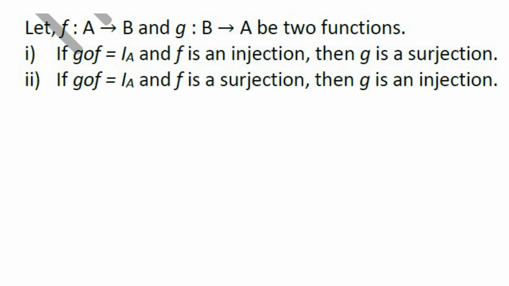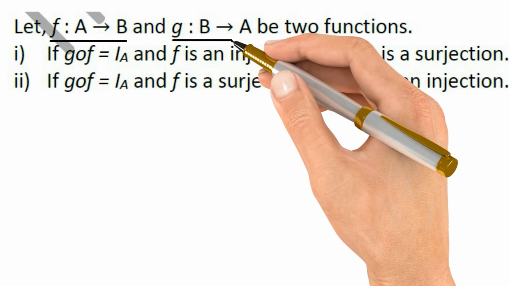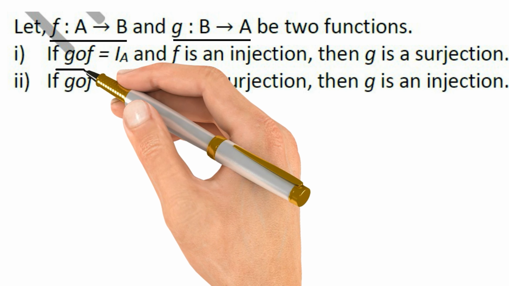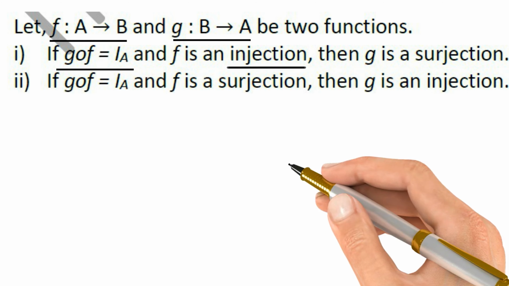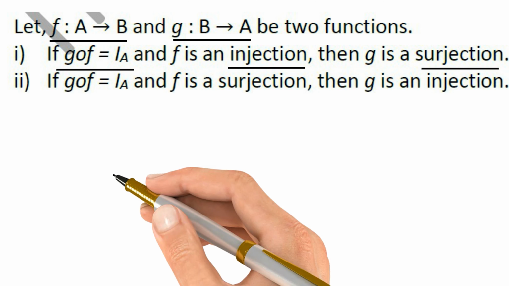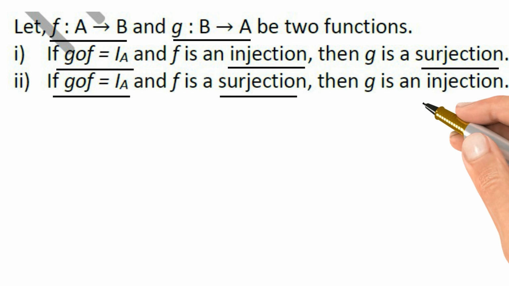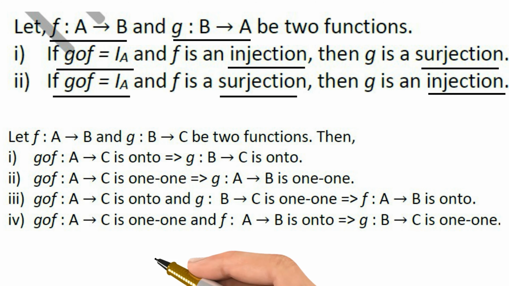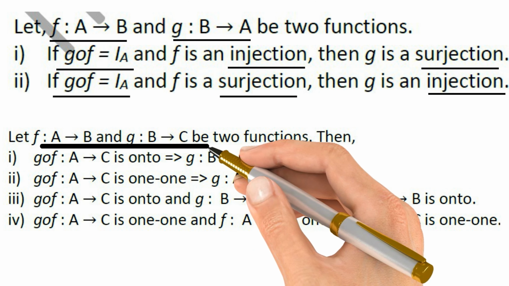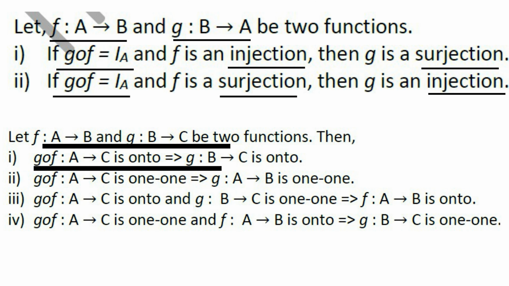Let function f from A to B and function g from B to A be two functions. If gof equals IA and f is an injection, then g is a surjection. If gof equals IA and f is a surjection, then g is an injection. Let function f from A to B and function g from B to C be two functions, then gof from A to C is onto will imply g from B to C is onto.